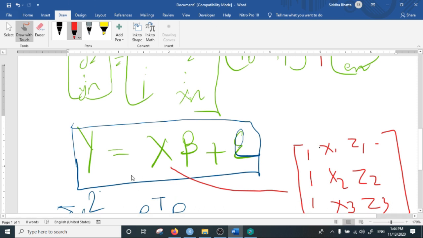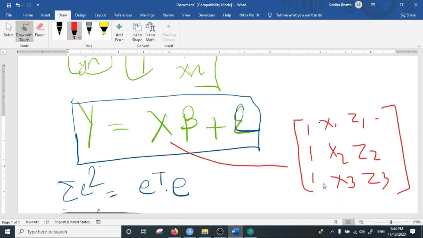This expression works for whatever number of independent variables. If we have, for instance, two independent variables, other things will be the same, and the x matrix will now be a matrix in which the first column is 1 1 1, the second column is our observation of the first independent variable, and the third column is the observation of the second independent variable. So for any number of independent variables, the matrix representation will be the same.